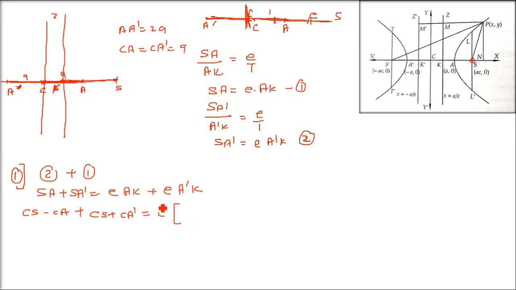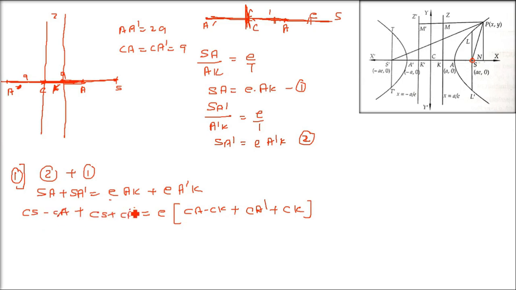Now take e common from these two. In place of AK, what can I write? This A and K, can I write it in this sum form? CA minus CK. If you subtract CK from CA, you are going to get AK. Now A dash K, similarly. A dash K can be written as A dash C plus CK, or CA dash plus CK. Right? I'm just taking the parts and adding them, or taking the parts and subtracting them so that we get this above equation.